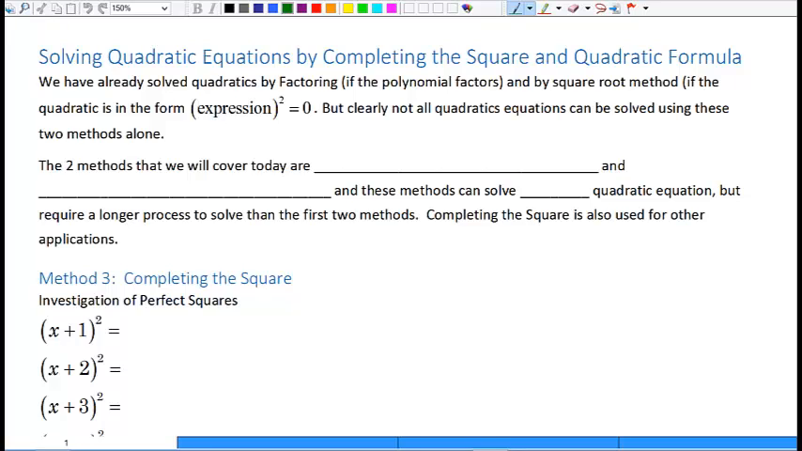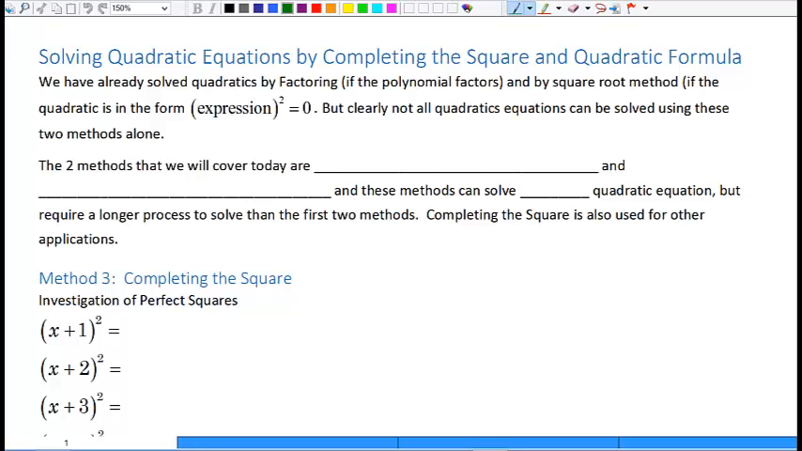Today's lesson is on solving quadratic equations by completing the square and the quadratic formula. Now, we have already solved quadratic equations by factoring, that is if the polynomial factors, and by the square root method, and that is if the quadratic can be put in the form expression squared equals 0. But clearly, not all quadratic equations can be solved using these two methods alone.